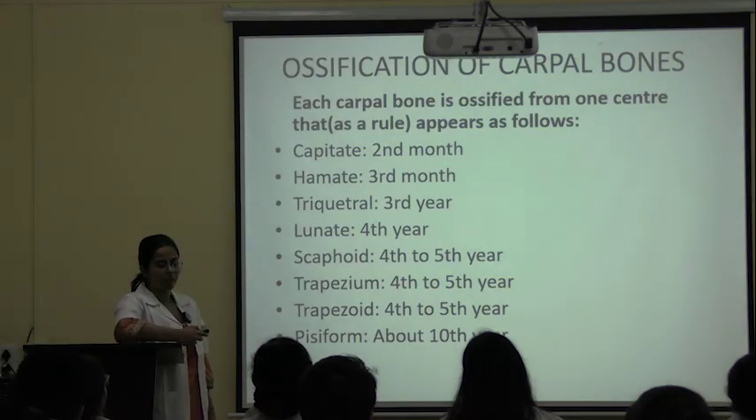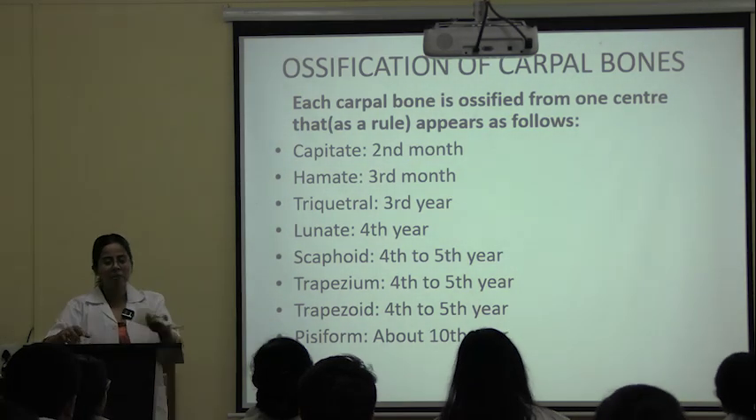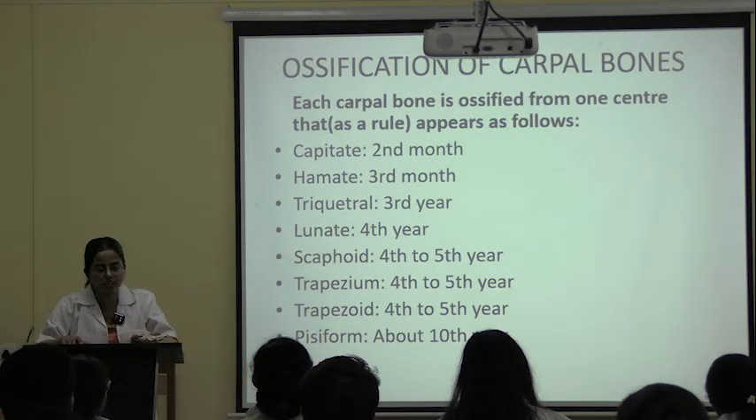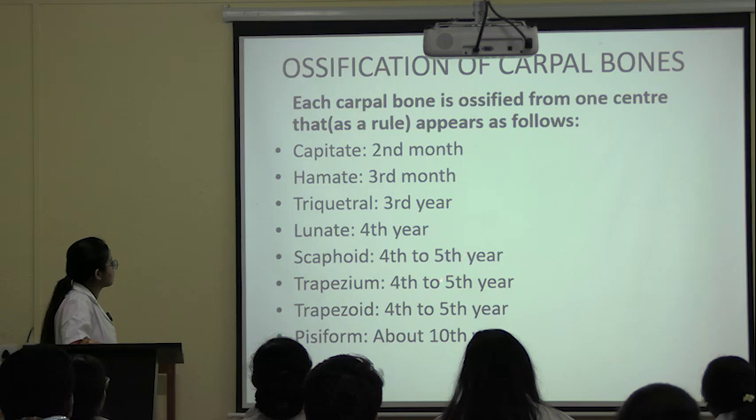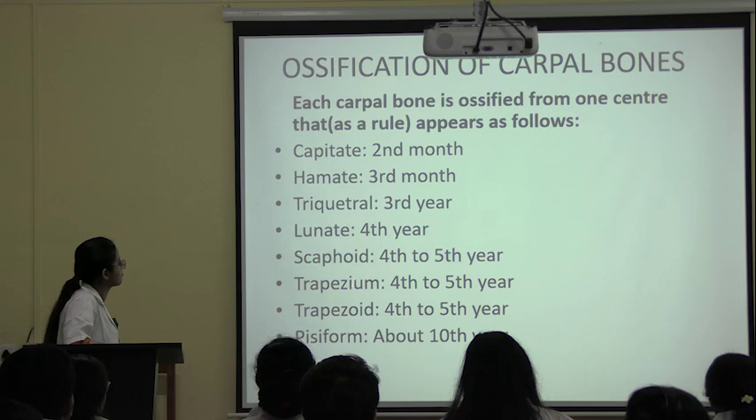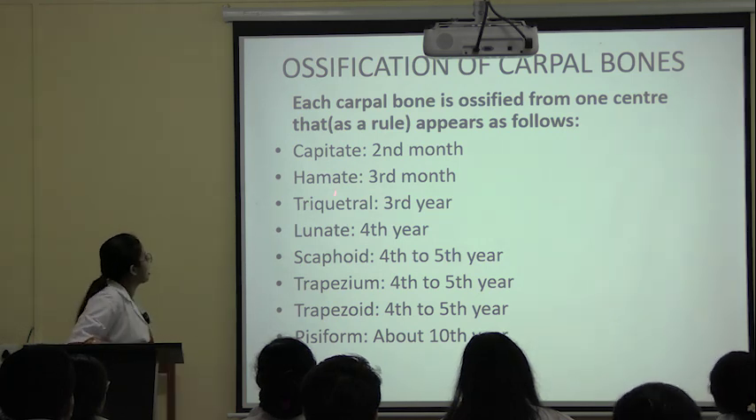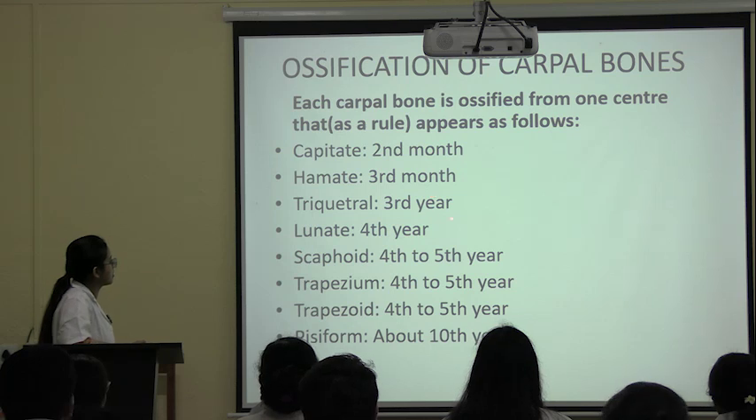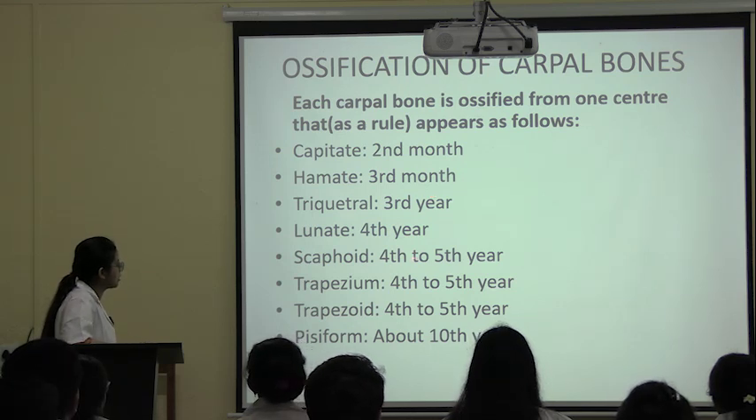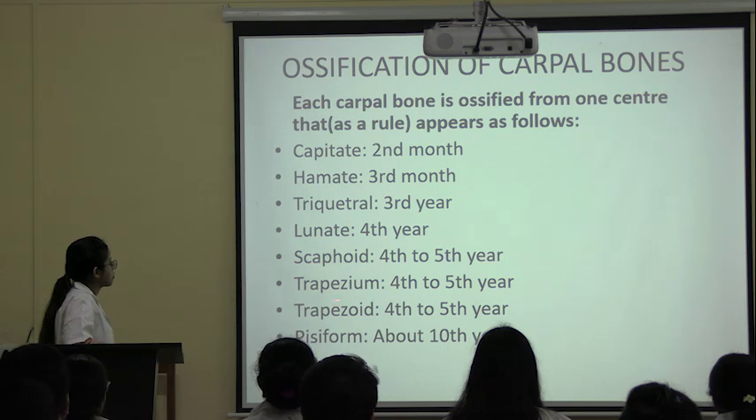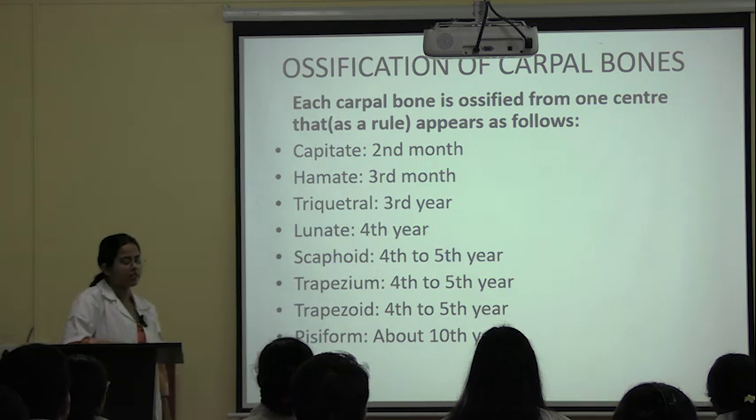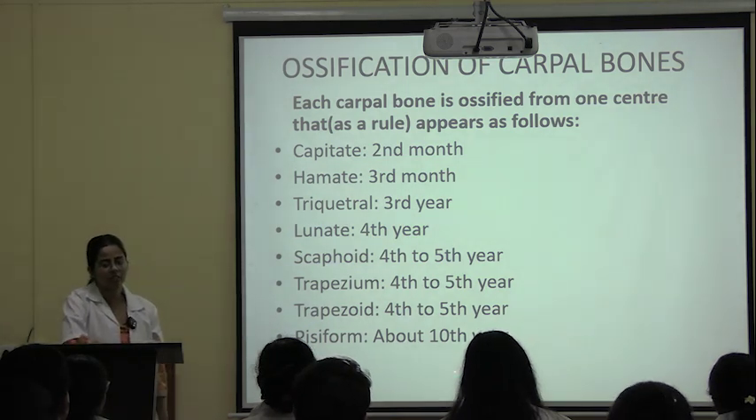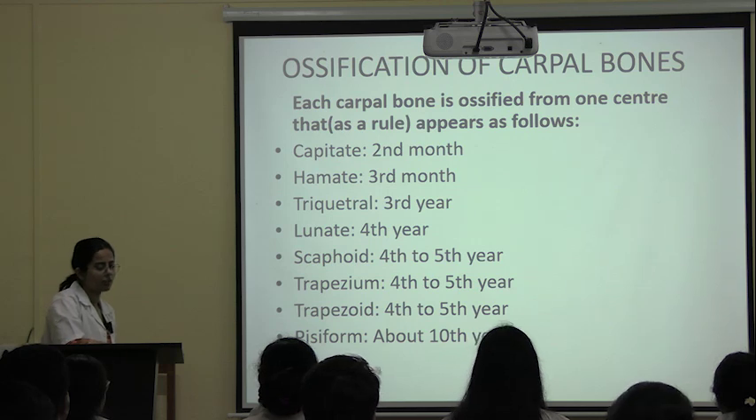So now the ossification of carpal bones. Carpal bones develop from only one ossification center, which is the primary ossification center. Now these are the times within which the ossification center appears. Capitate in 2nd month, hamate in 3rd month, triquetral in 3rd year, lunate in 4th year, scaphoid 4th to 5th year, trapezium 4th to 5th year, trapezoid also same, and pisiform is the last bone, as I have said earlier. Around 10th to 12th year it appears. If you want to write, you can write.